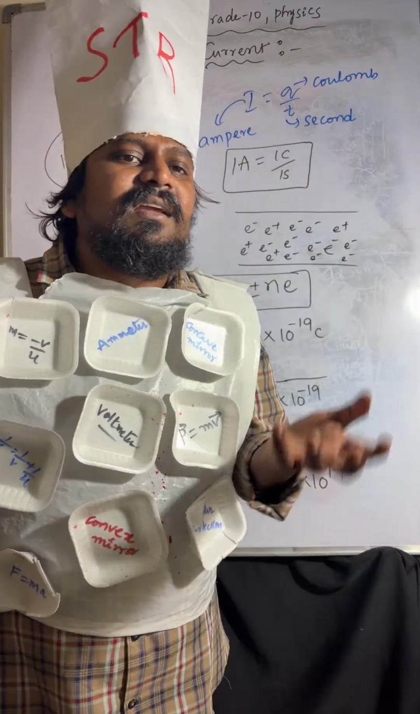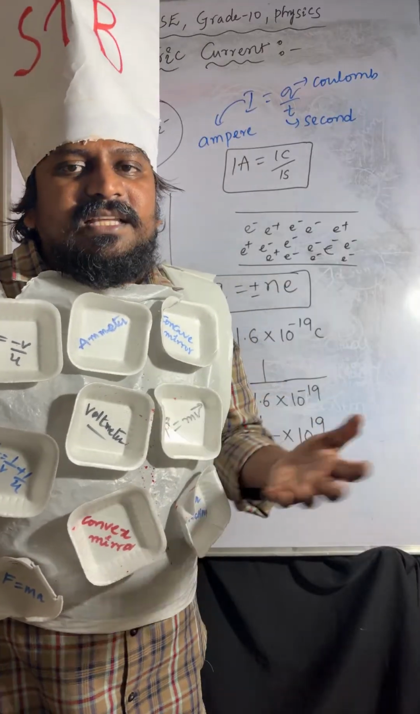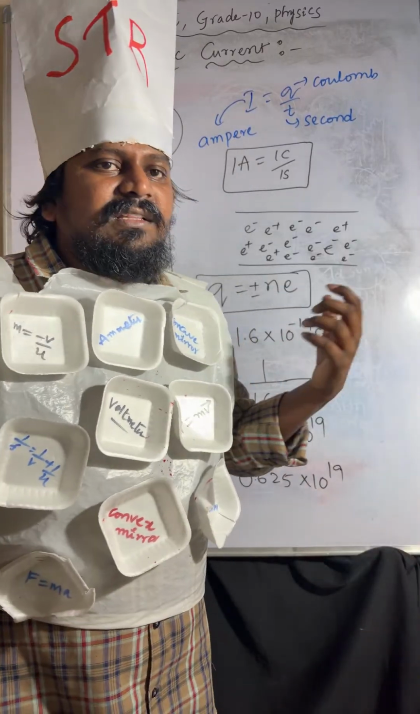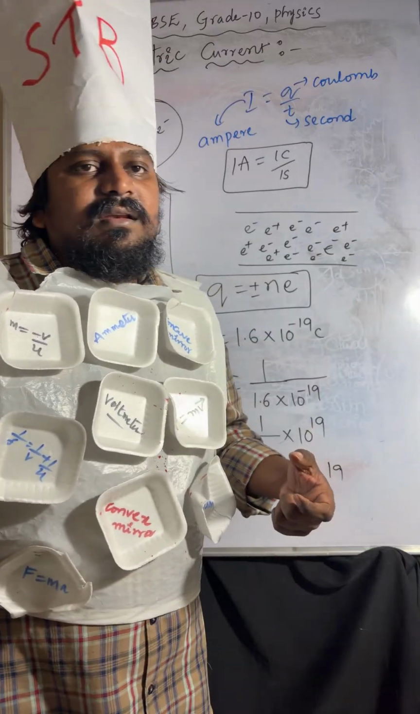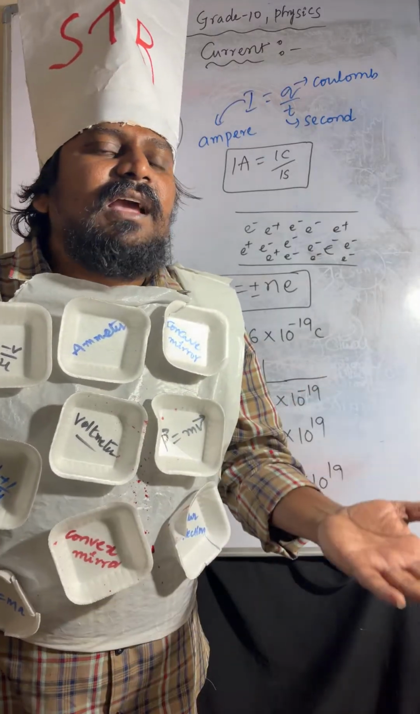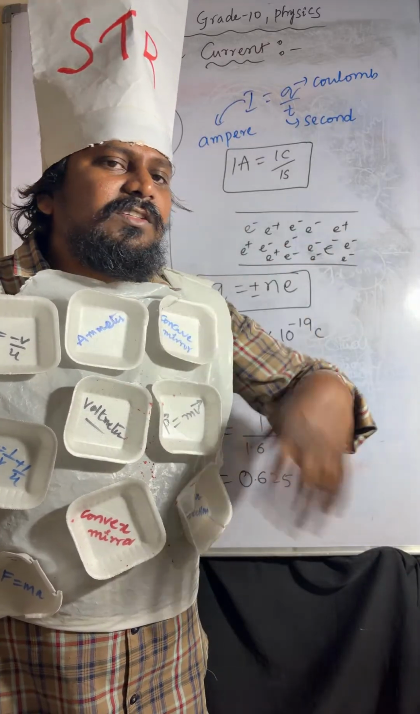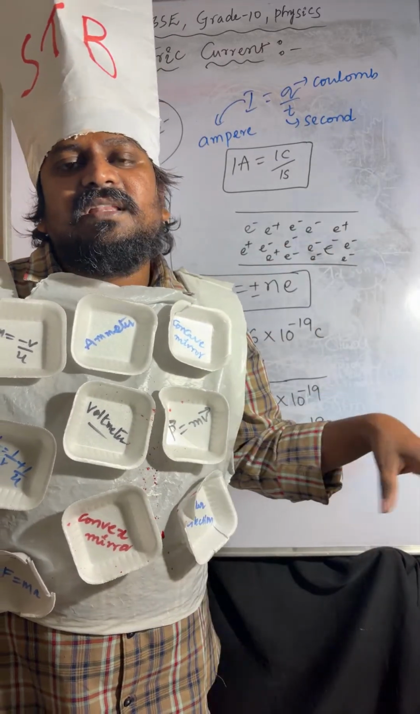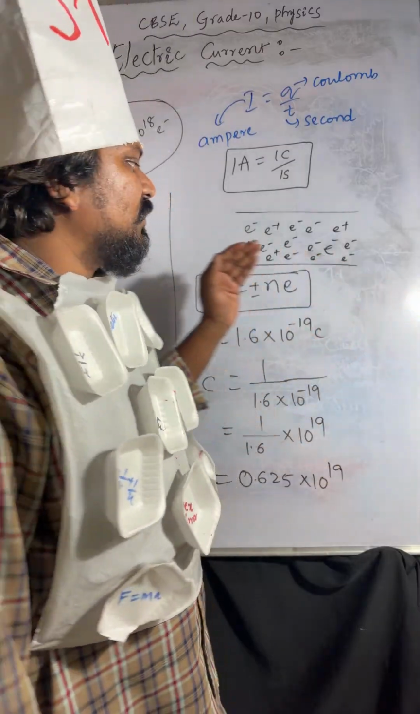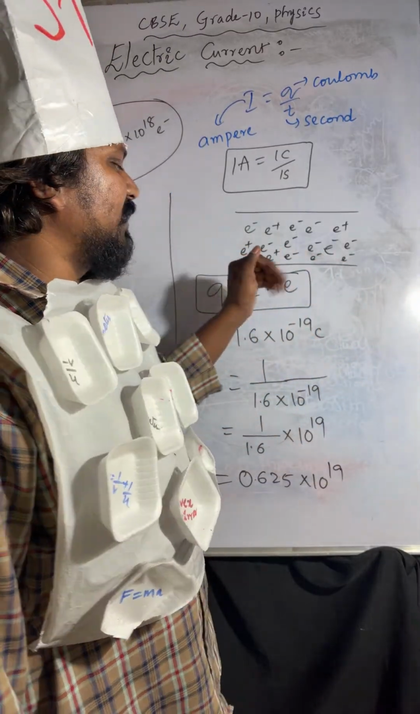Sir, why are you taking plus or minus NE? Plus is for positive charges, that is nothing but protons. Negative charges represent electrons. So positive charges and negative charges both are moving in the conductor. Right? So you can see Q is plus or minus NE.